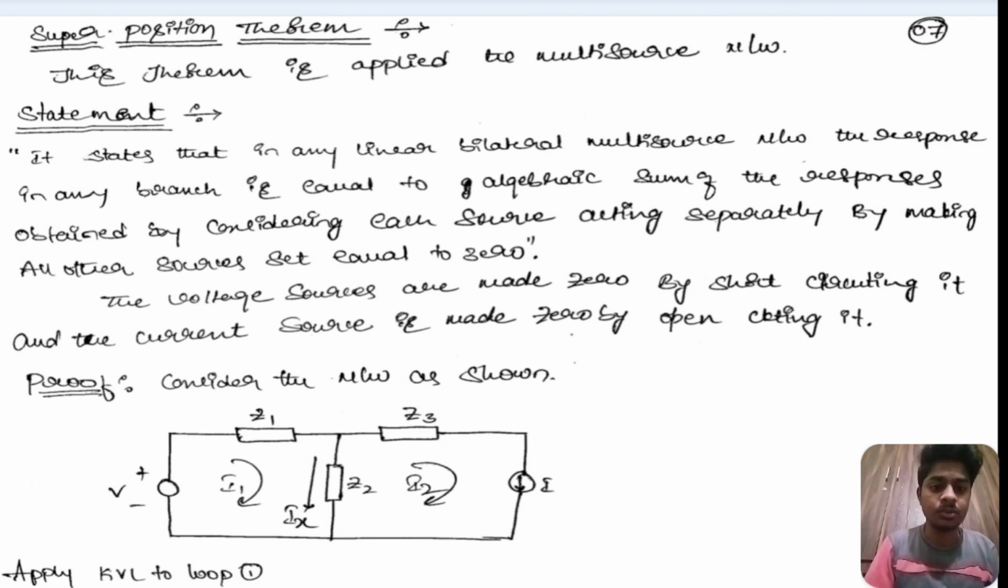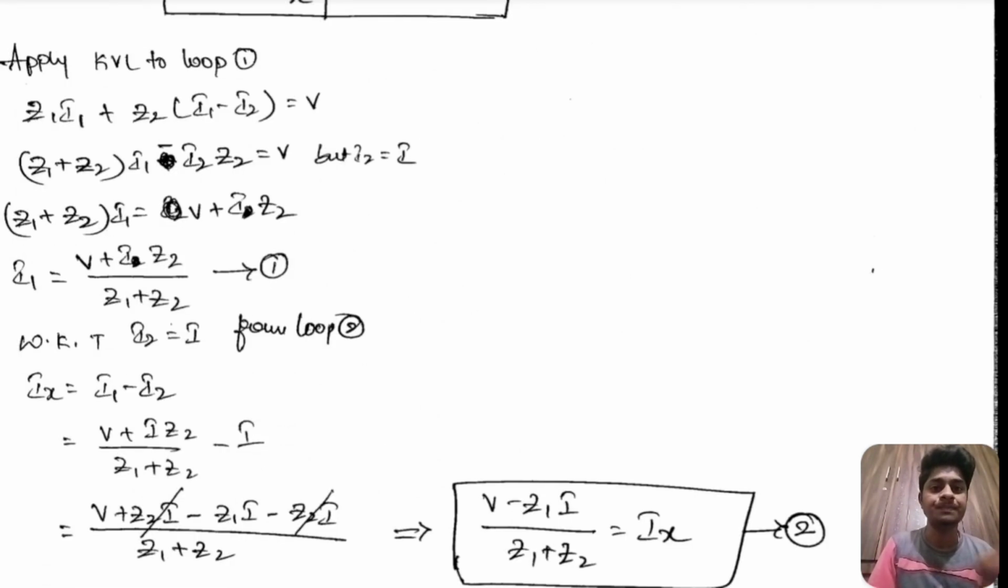Consider the network shown below. Let's apply KVL, that means loop analysis, for loop 1. Z1 into I1 plus Z2 of I1 minus I2 equals V, and we simplify the circuit. The last equation is I1 equals V plus I Z2 divided by Z1 plus Z2.